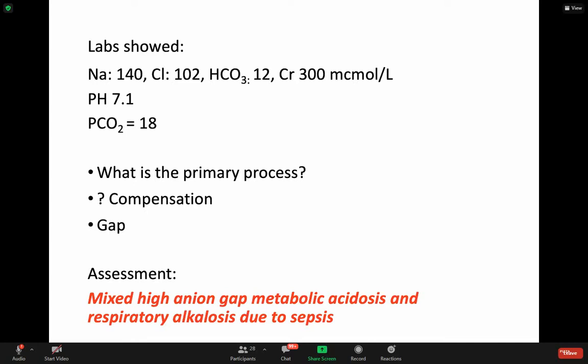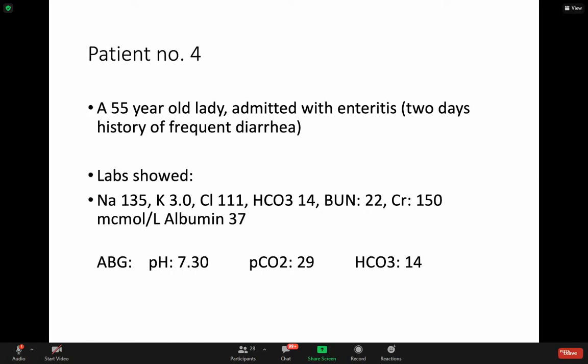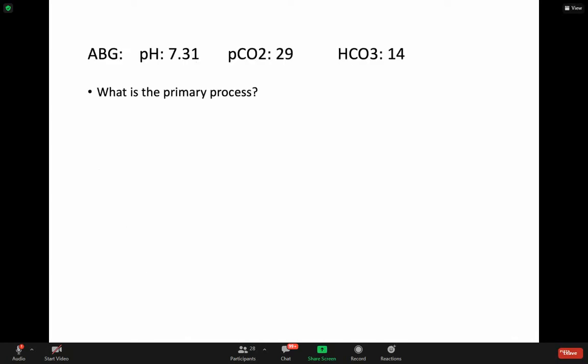Okay, so we have mixed high anion gap metabolic acidosis and respiratory alkalosis due to sepsis. Okay, number 4, 55-year-old lady admitted with enteritis, 2 days history of frequent diarrhea, and the labs showed sodium, potassium, bicarb, urea high, creatinine. واضح أن عندها volume depletion مع الدايريا والالبومين is 37. طيب ال pH is 7.3, ال PCO2 29, ال bicarb is 14. What is the primary process?